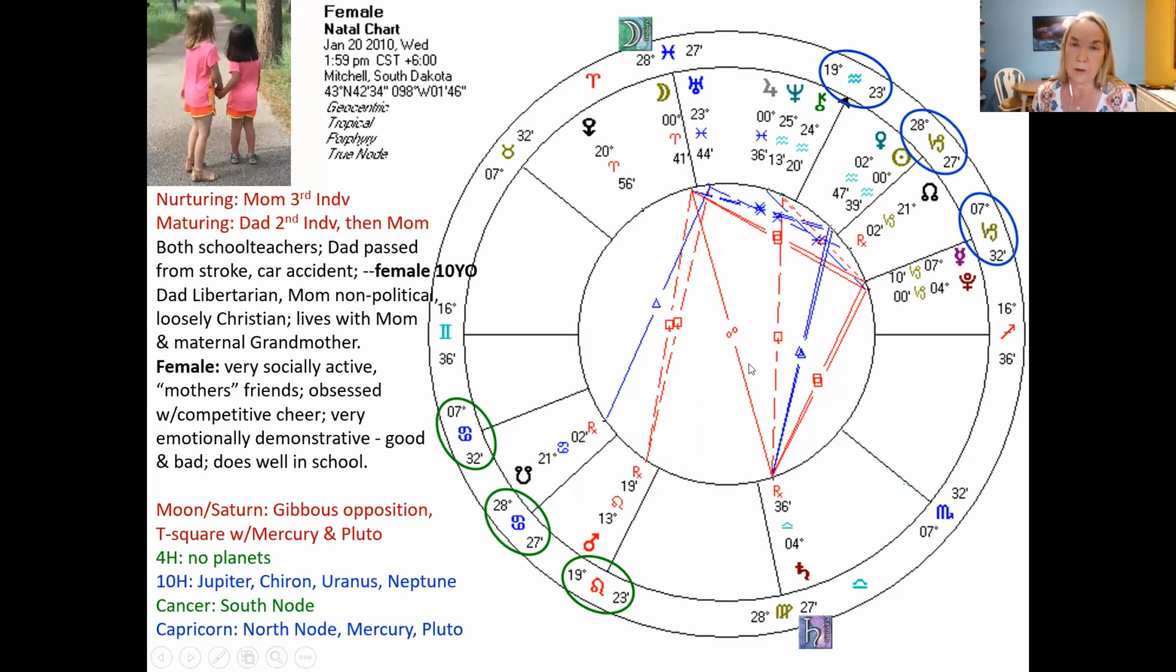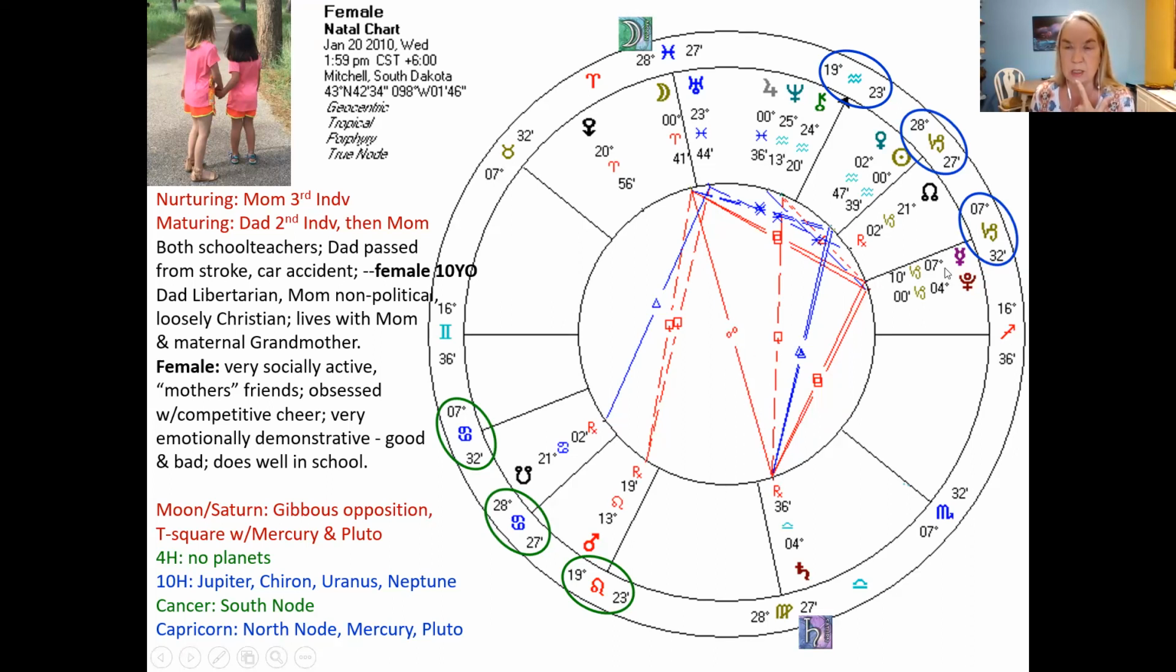The T-square, you can just see this moon, Saturn, the gibbous opposition. We're going to see repeating elements here, and I'll keep track of time for you. The moon, Saturn opposition, there were time periods where these two parents were diametrically opposed to each other. And at one point, the mother had thought maybe she needed to divorce the father, and they managed to work through it. But this is it.